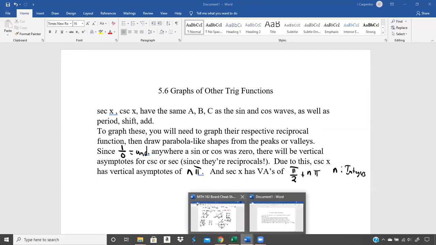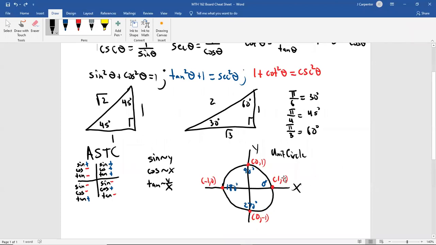Okay, let's go back to the cheat sheet, unit circle. So now we're talking about secant, which means we're focusing on cosine. Cosine takes the x coordinate, which means secant flips the x coordinate.